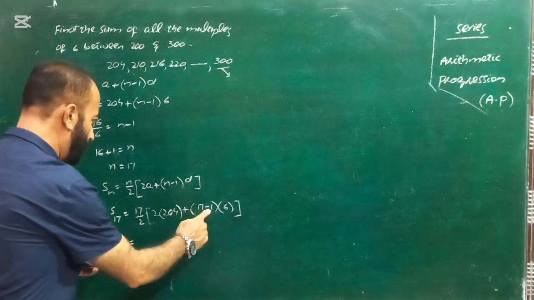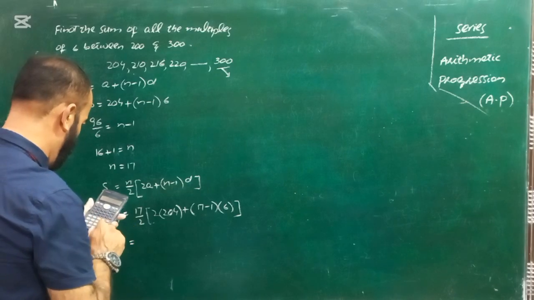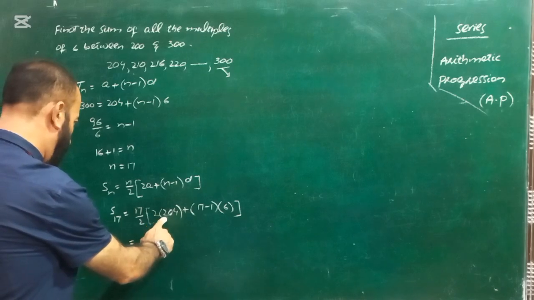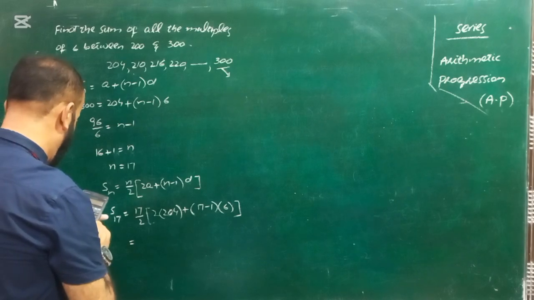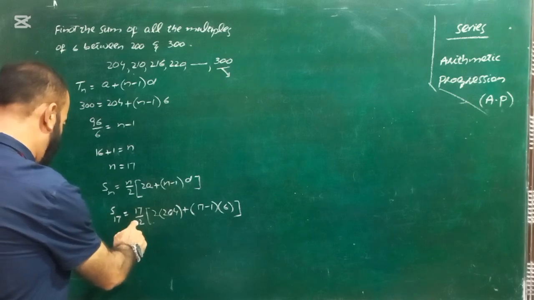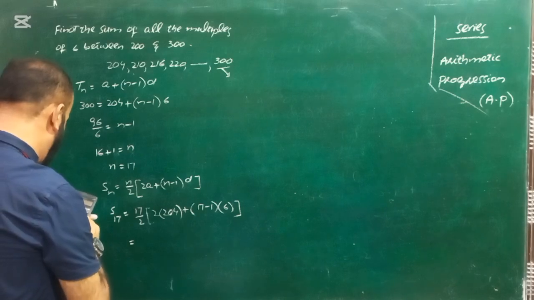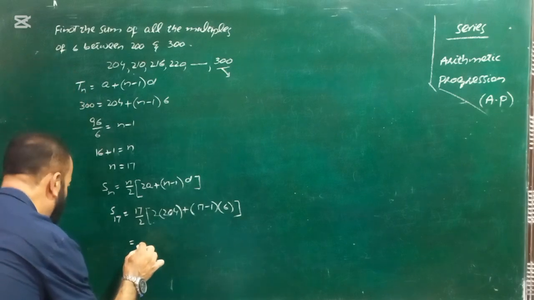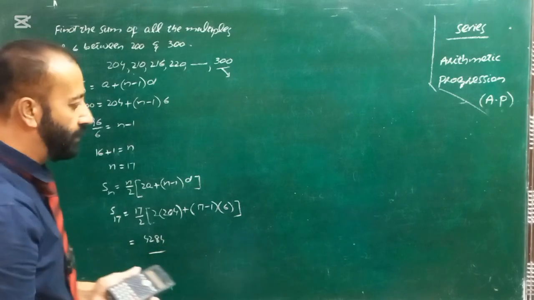So 17 minus 1, 16 into 6 plus 204 into 2, that will be 408. So plus 408 multiplied by 17 by 2, and 2 8s are 16, so 8.5. So multiplied by 8.5. So answer is 4284. So this is the answer.